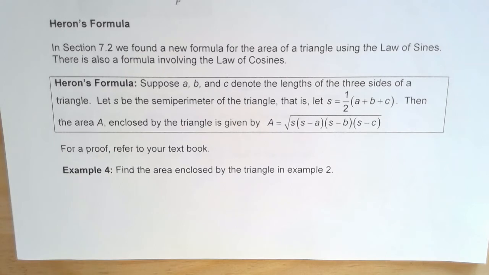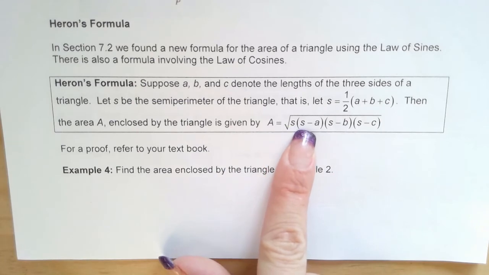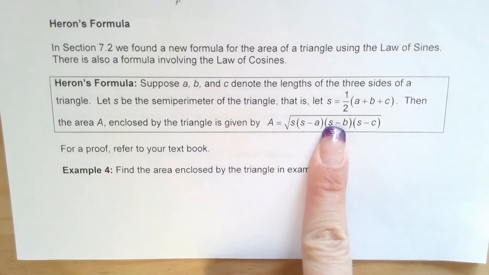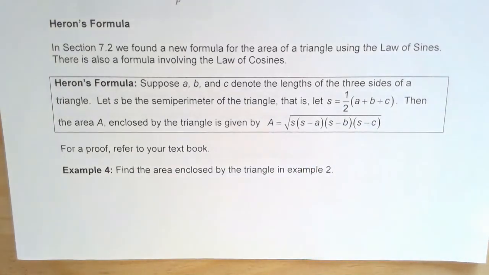But so we have tons of area formulas now for triangles. We have a right triangle being 1/2 base times height. We have area equals 1/2 side times side times the sine of the angle in between. And now we have area equals the square root of the semi-perimeter times the semi-perimeter minus a side, times the semi-perimeter minus another side, times the semi-perimeter minus the other side. Whew, that was a lot.